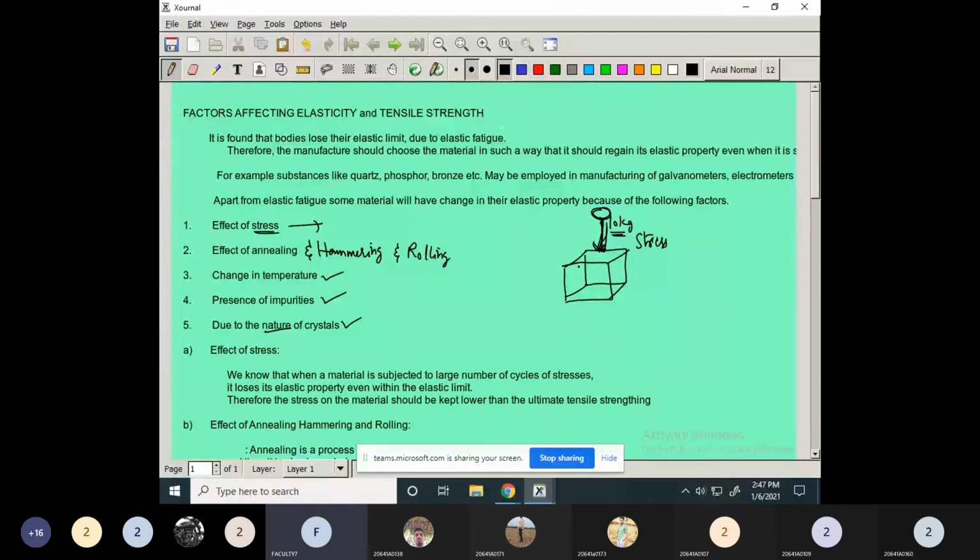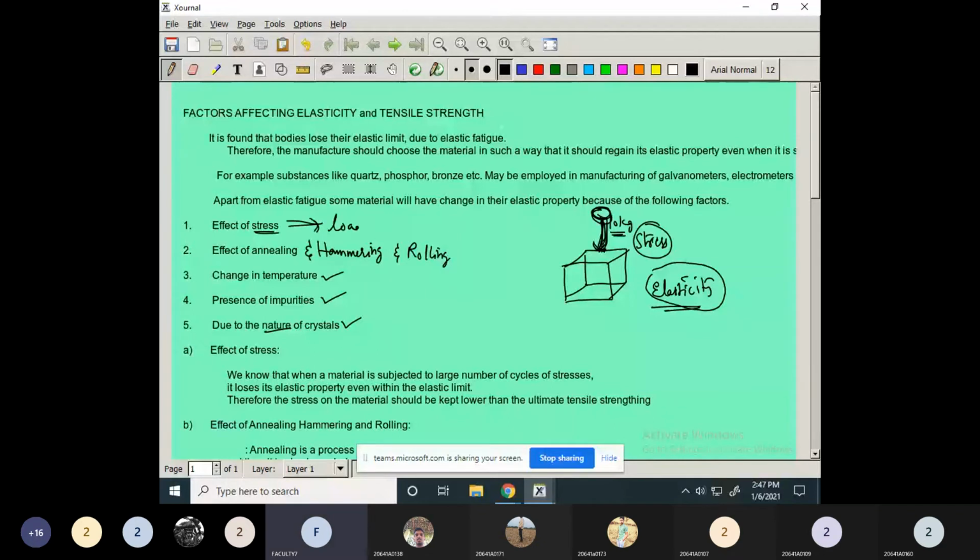This material will undergo certain changes. It results in a change in the elastic property. The elasticity of this material will change if you continue to do this process. If you are applying a stress continuously, then there is a change that can occur regarding the elastic property or the tensile strength. So that is the effect of stress.